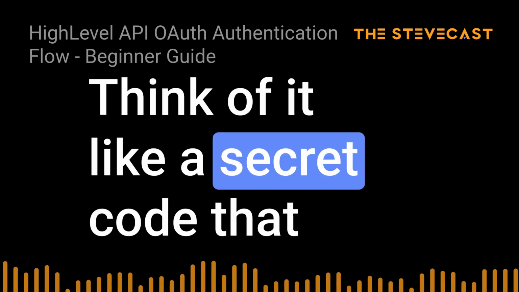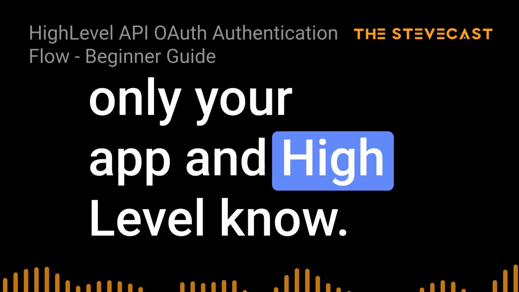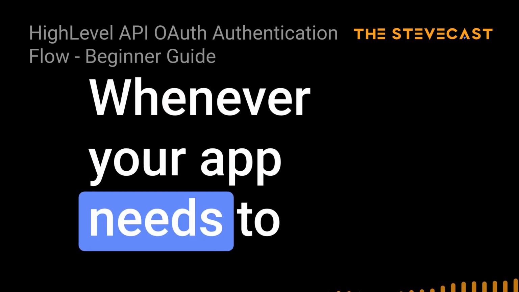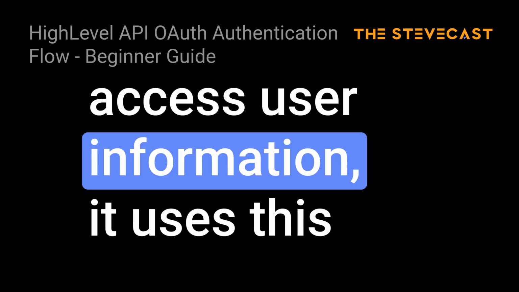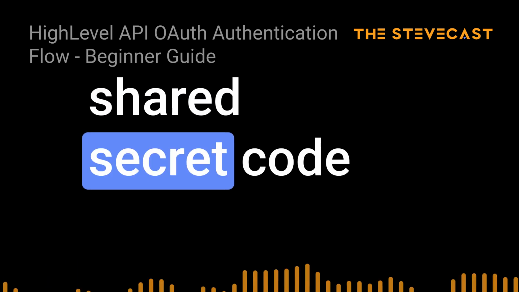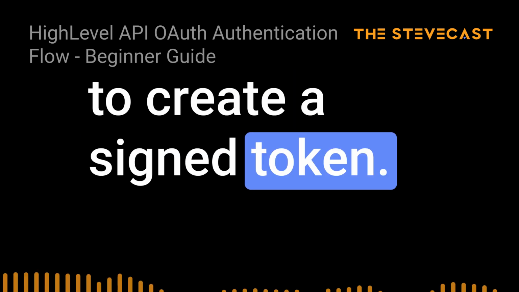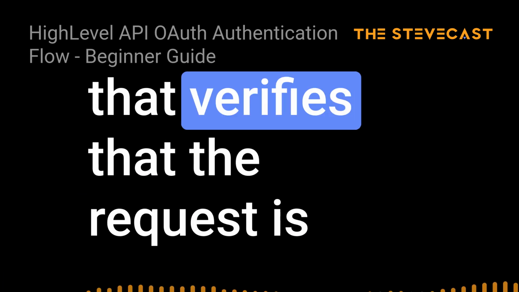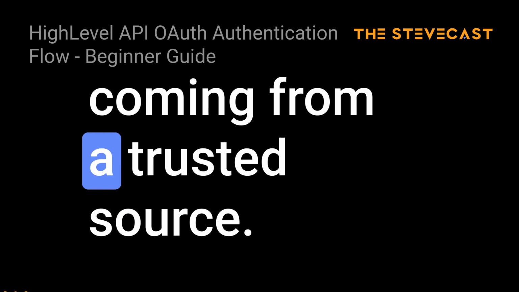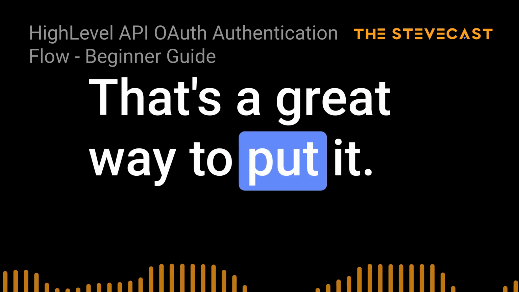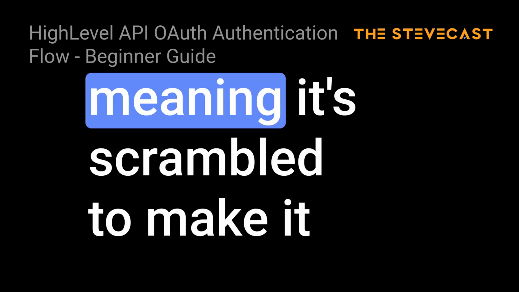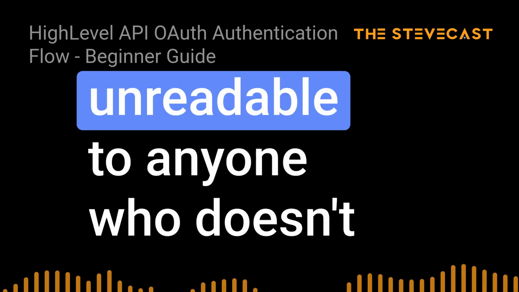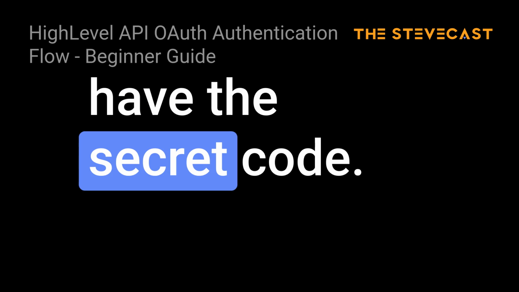Think of it like a secret code that only your app and High Level know. Whenever your app needs to access user information, it uses this shared secret code to create a signed token. So it's like a digital signature that verifies that the request is coming from a trusted source. That's a great way to put it.